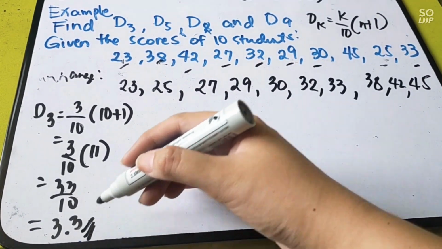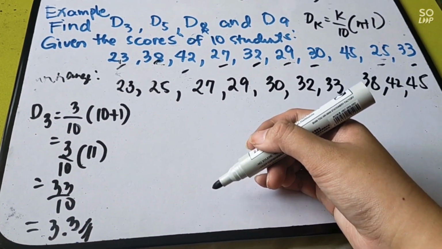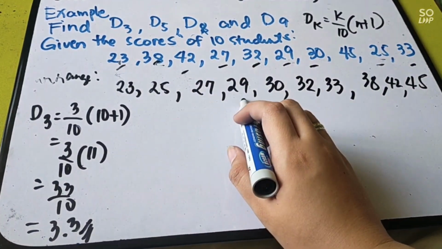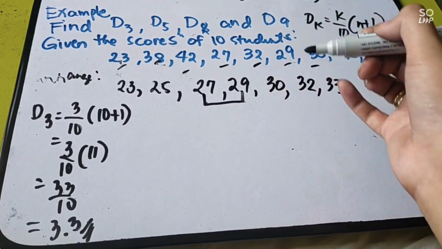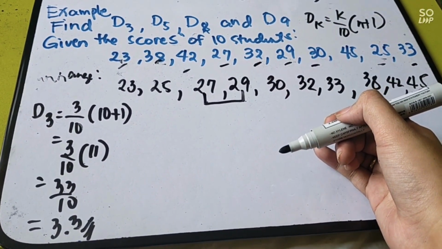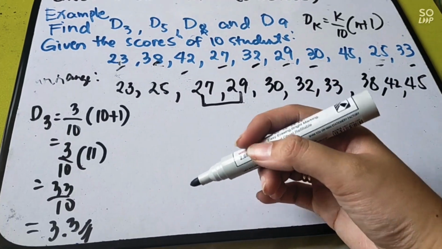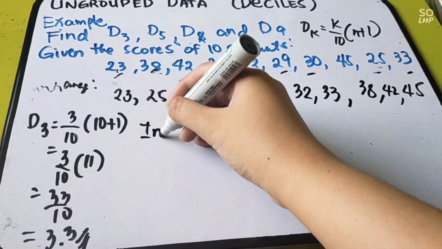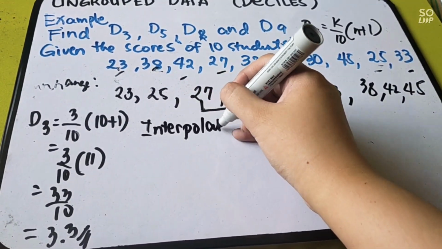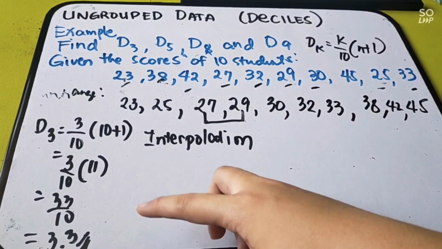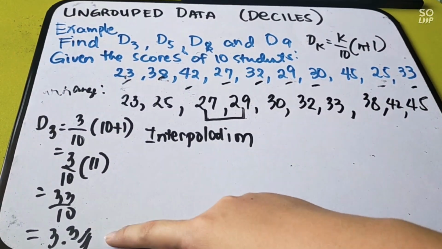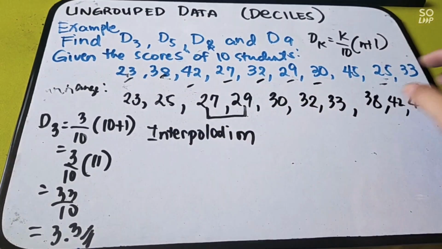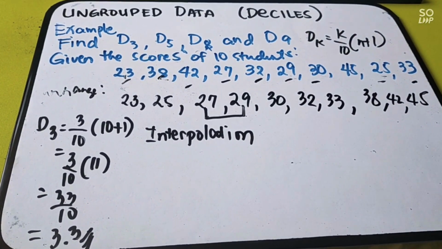Ito yung hahanapin natin. So, since 3.3, it is in between 3 and 4. Ito ay 1, 2, 3, 4. Okay? So, between siya ng 3 and 4. Then, since between siya ng 3 and 4, at saka nasa deciles tayo, ang gagamitin natin dito ay interpolation. Pag ang inyong lumabas dito ay may decimals, interpolation yung gagamitin natin. Si interpolation ginagamit as estimation. So, paano natin siya i-apply si interpolation?